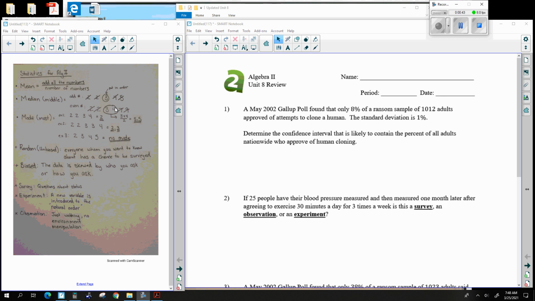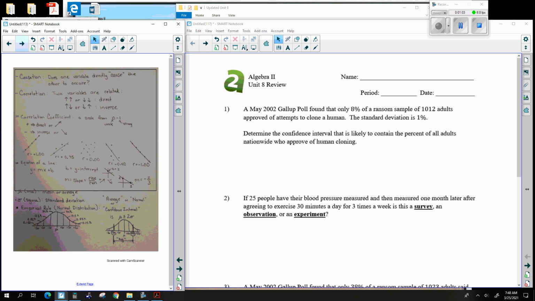In May 2002, a Gallup poll found that 8% of a random sample of 1,012 adults approved of attempts to clone a human. The standard deviation is 1%. Determine the confidence interval. I don't know if we've really seen the word confidence interval, but it is found on the formula sheet, on the back side, kind of at the bottom. A confidence interval is the same thing as defining what an average is. If you recall, that is two standard deviations up and down from the average.